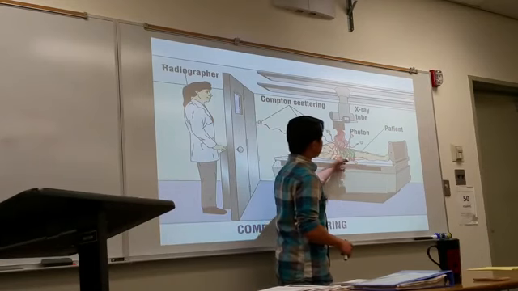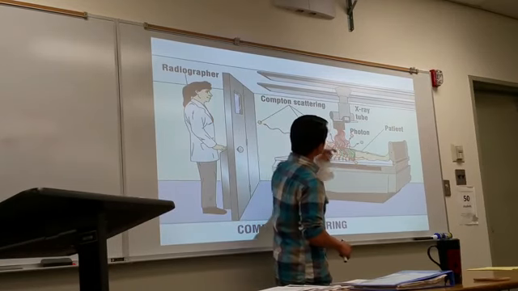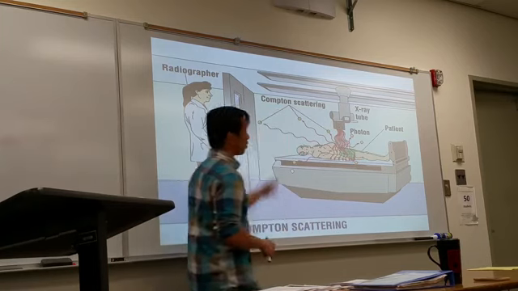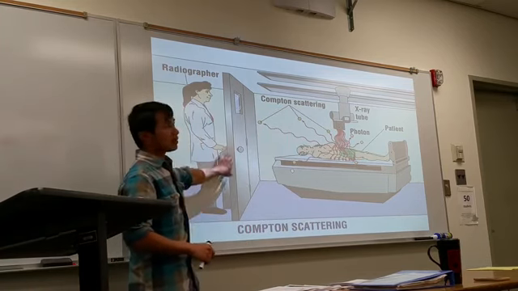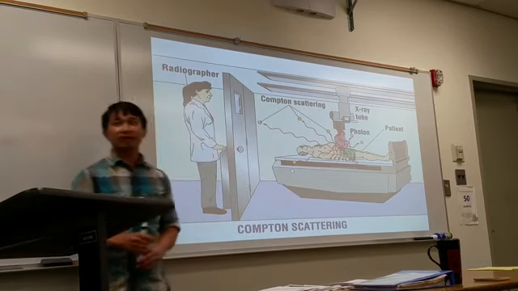Originally, the patient and the diaphragm, or other anatomy, are going to come out as scatter in the form of Compton. So we wear lead shielding to protect ourselves from scatter radiation.